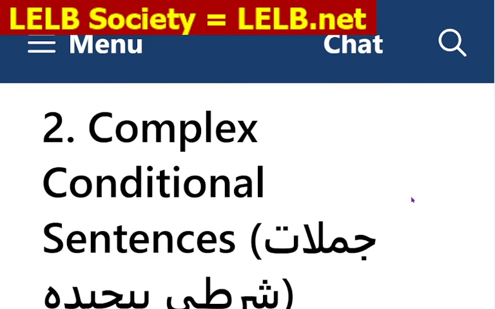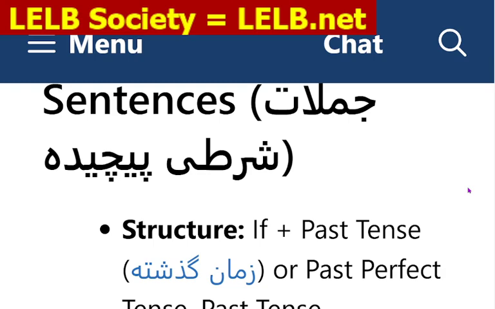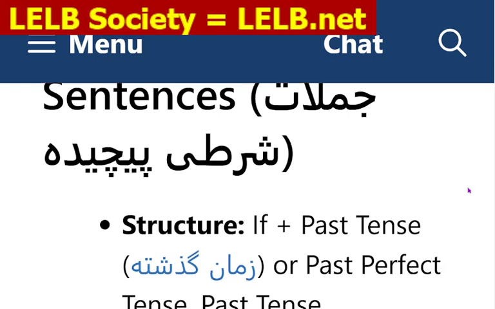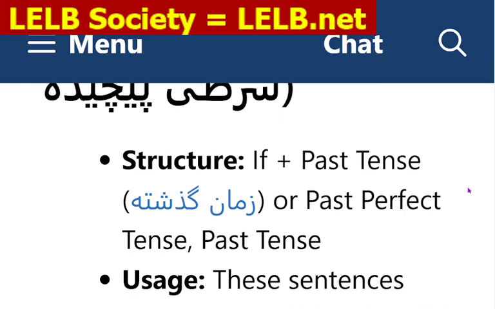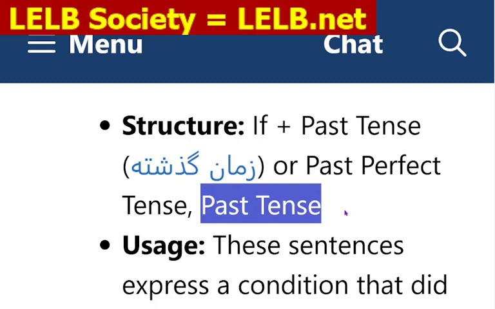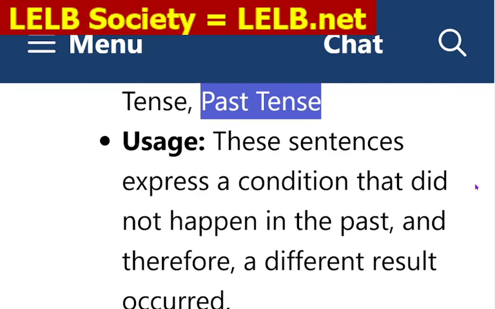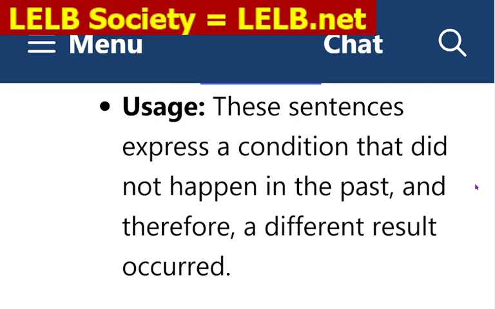Okay, now complex conditional sentences or جملات شرطی پیچیده, which are hypothetical and imaginary, not real actually. Structure: if plus past tense یا زمان گذشته, or past perfect tense, sometimes زمان گذشته بعید or گذشته دور in Farsi, past perfect tense. And in the independent clause we have past tense. Usage or function: these sentences express a condition that did not happen in the past and therefore a different result occurred.